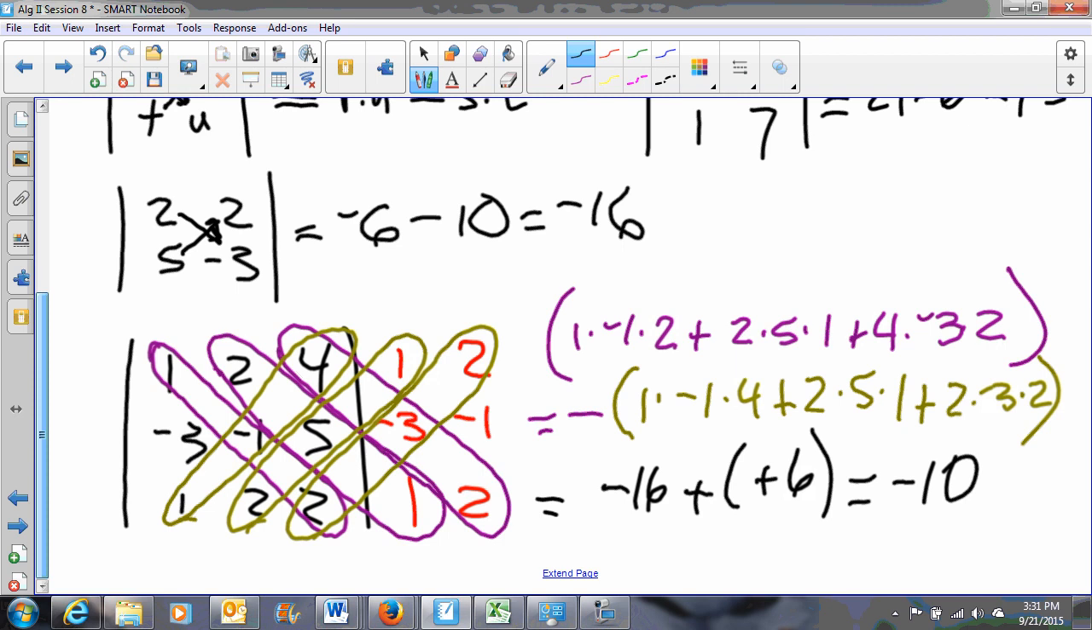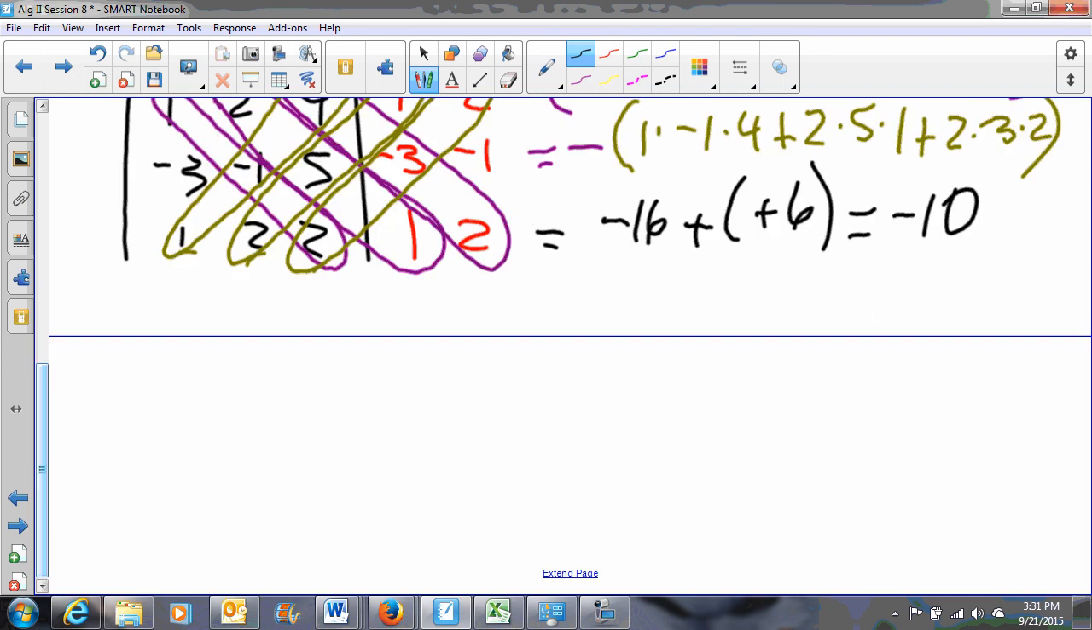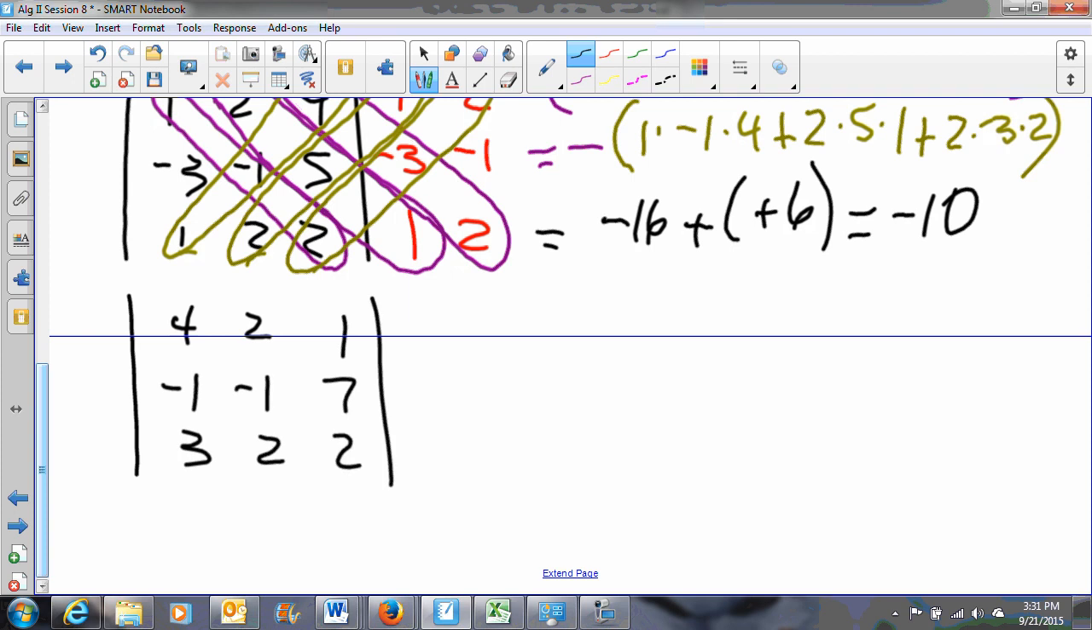All right, let's have an example for you. And once again, once I give the example, pause your machine for a minute and work it out and then come back. Let's see. So 4, 2, 1, negative 1, negative 1, 7, 3, 2, 2. And it is time to pause now. Welcome back. All right.